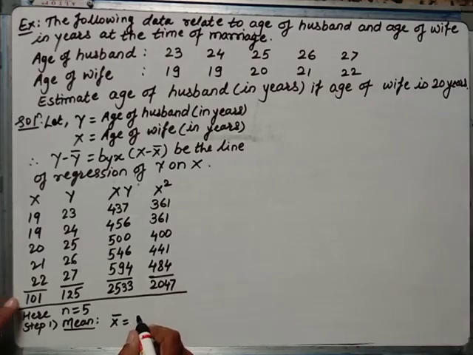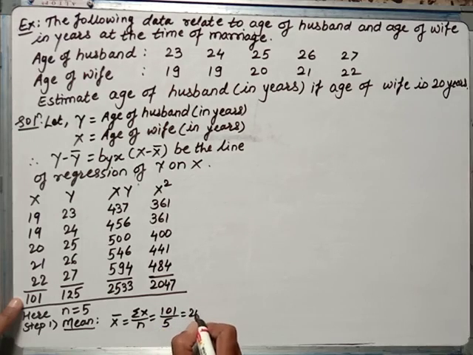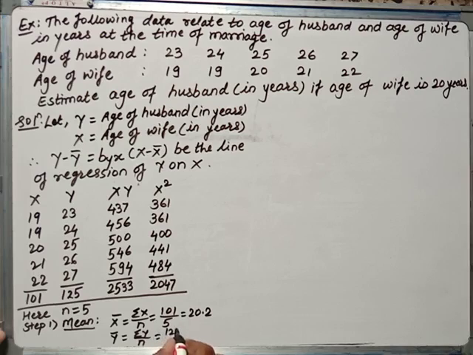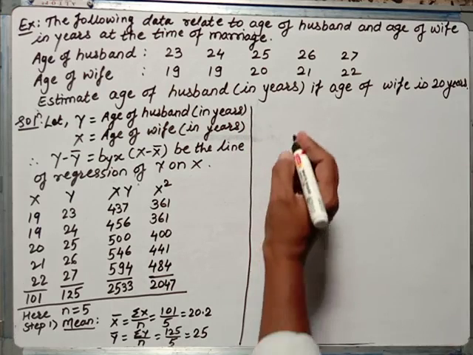X bar is summation x upon n, that is 101 upon 5, so it is 20.2. Again y bar is summation y upon n, that is 125 upon 5, and this is 25. So x bar is 20.2, y bar is 25. Okay. Now step 2.